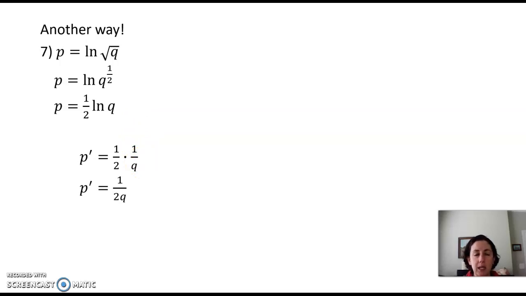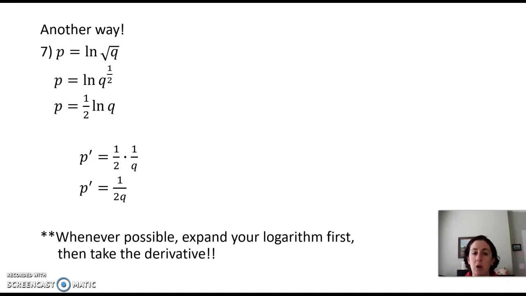So the important thing here is, whenever possible, you're going to want to expand your logarithm first. Use those properties of logarithms to expand your logarithm into as many logarithms as you can. Try to do as many as you can with no exponents, if possible, and then take the derivative. And that'll make your life so much easier. You don't have to do as much work. Let's look at another example.